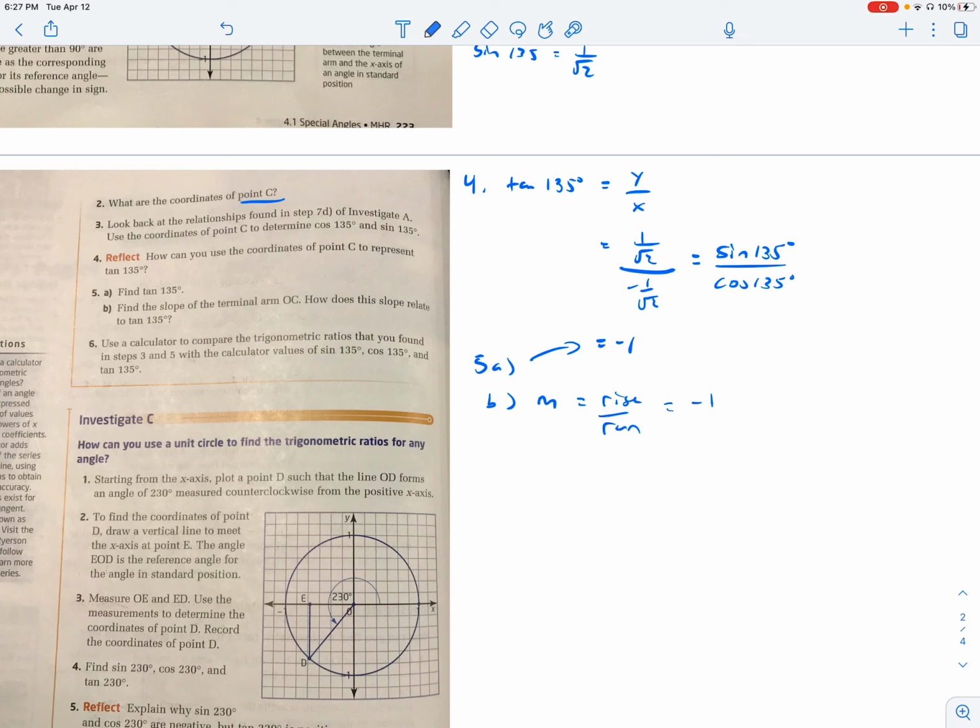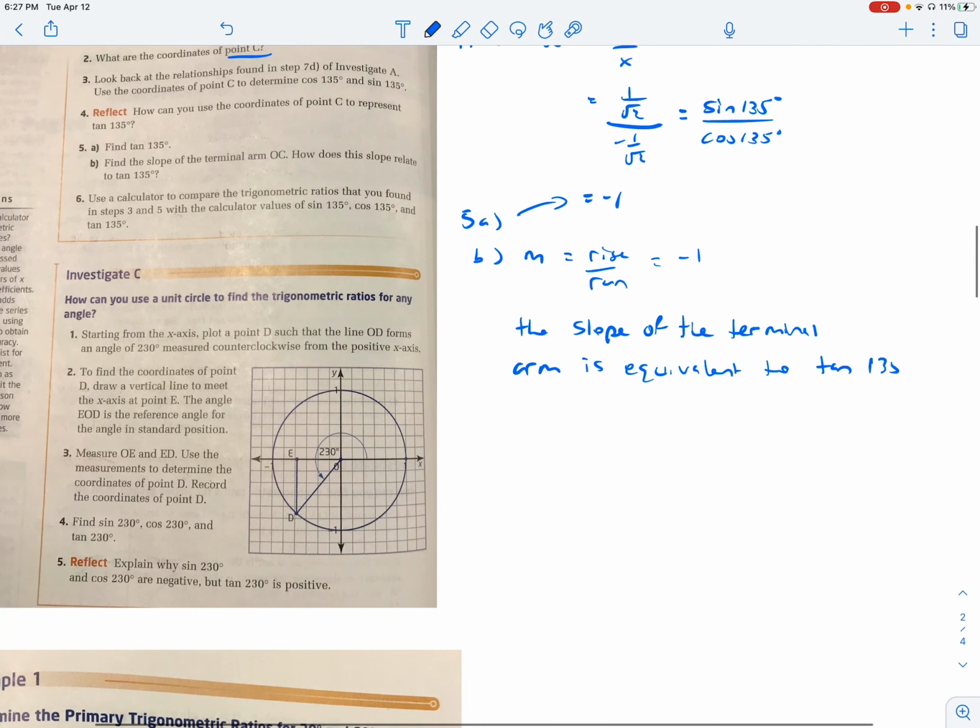So the slope of the terminal arm is equivalent to tan of 135. It actually works out for any angle: whatever you draw the terminal arm, the slope will be the value of the tangent ratio.